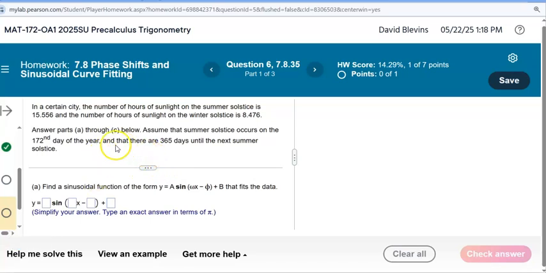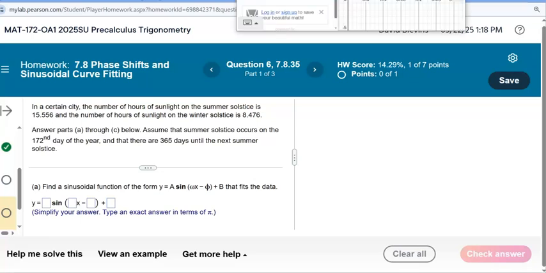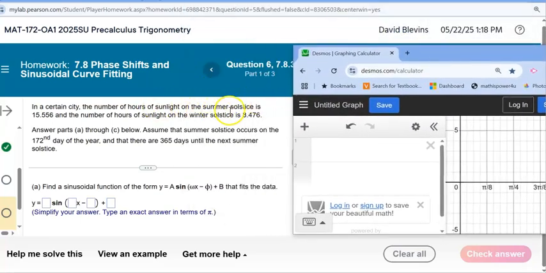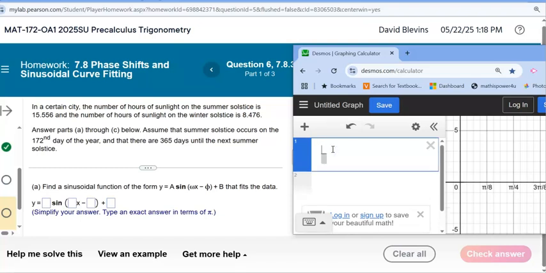Right, during class, we're going to look at how to use Desmos to help us model one of these problems. So they're telling me the summer solstice and the winter solstice are these two numbers. That's the maximum, hours of sunlight. That's the minimum. So if I find the average of those two, I'm going to just put a fraction bar in there and average these.